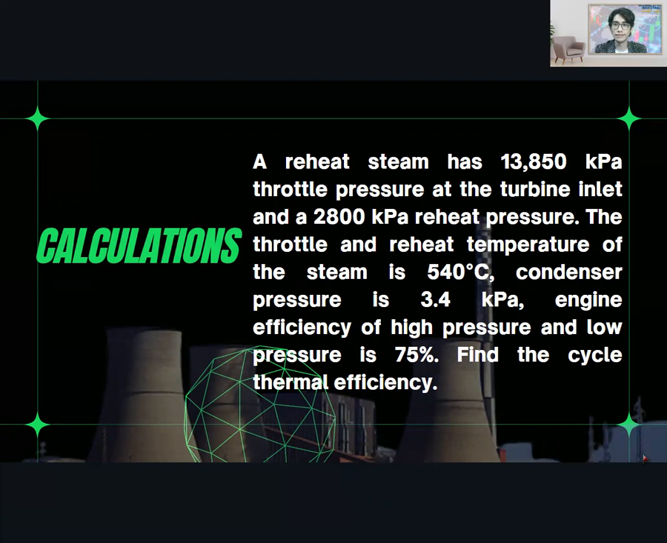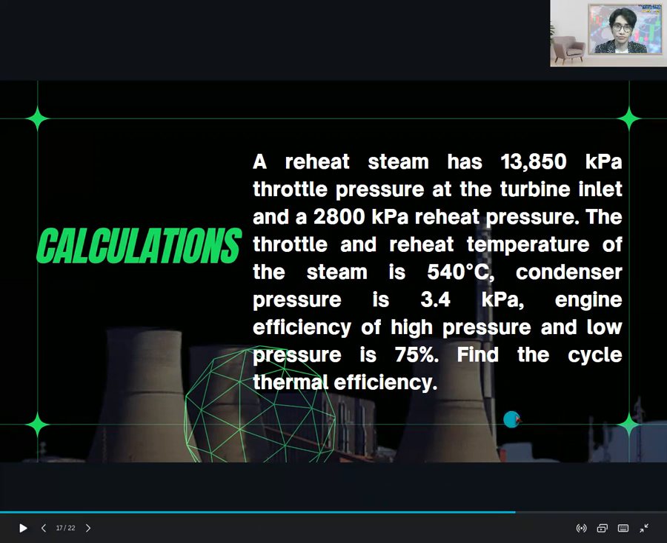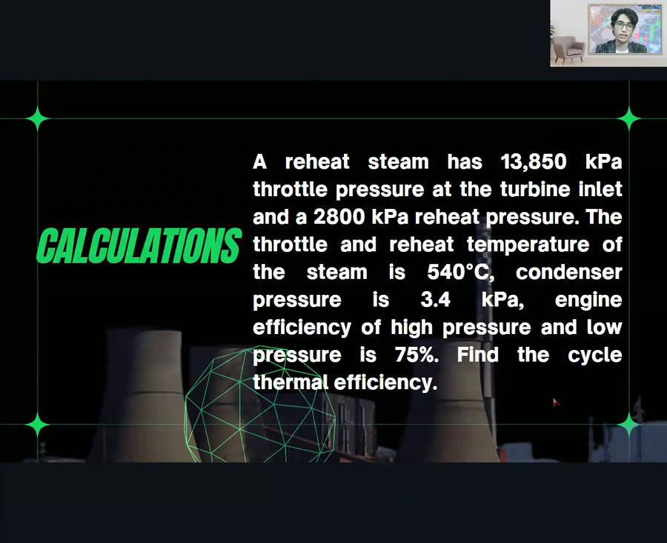I only provide one problem solving. The problem: a reheat steam cycle has 13,850 kilopascal pressure at the turbine inlet and a 2,800 kilopascal reheat pressure. The throttle and the reheat temperature of the steam is 540 degrees centigrade. Condenser pressure is 3.4 kilopascal. The engine efficiency of the high pressure and low pressure turbines is 75%. Now, find the cycle thermal efficiency.